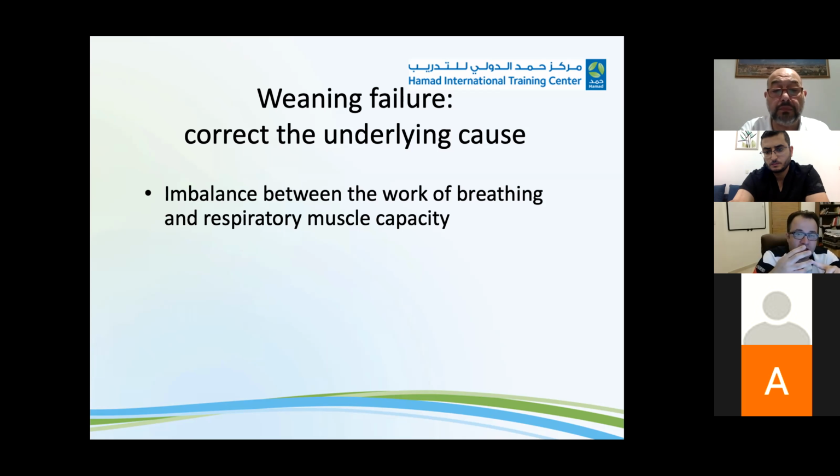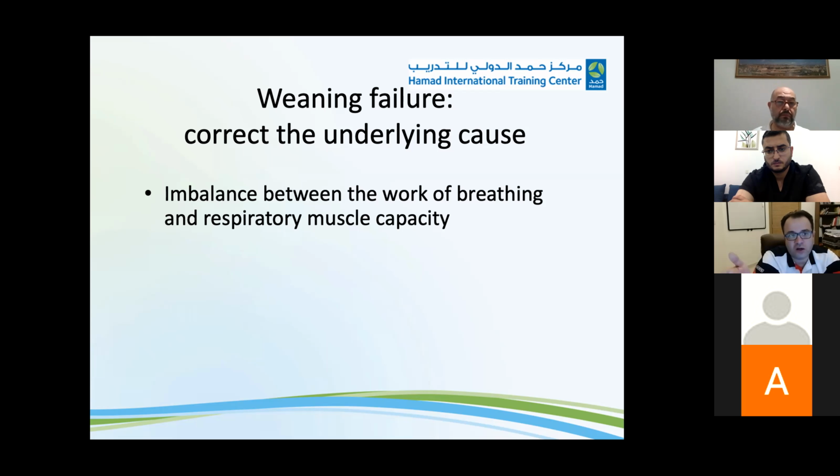Number 3, the patient has a lung problem that hasn't corrected or improved yet. Their COPD or asthma hasn't improved, their pneumonia hasn't, they have a pneumothorax, they have a big pleural effusion, they have an empyema that needs to be drained, something like this. And number 4 is generalized weakness. Like the patient has been ventilated for a long time and they are just very weak, including diaphragmatic dysfunction.